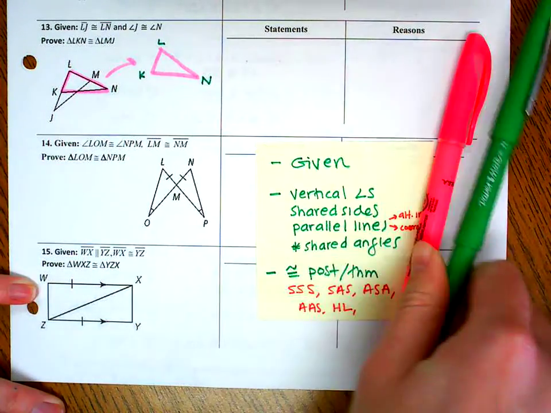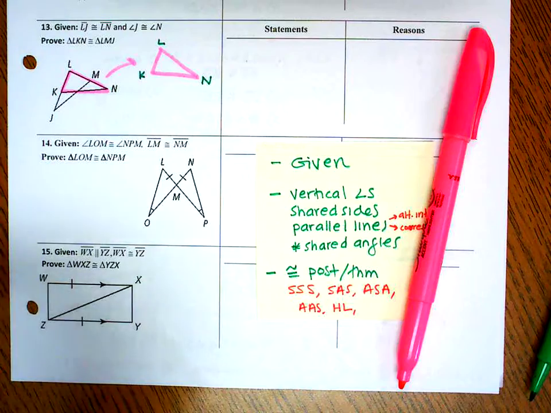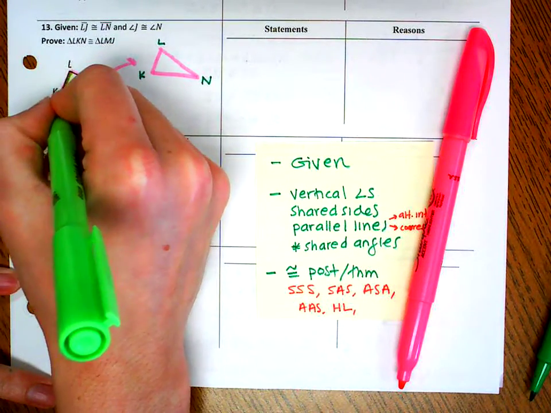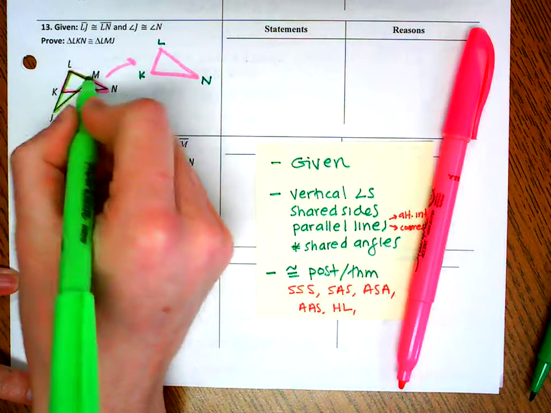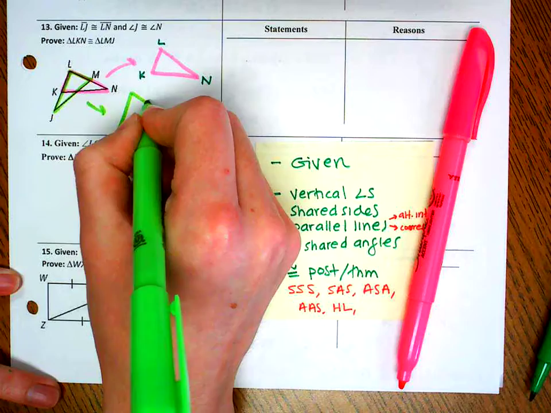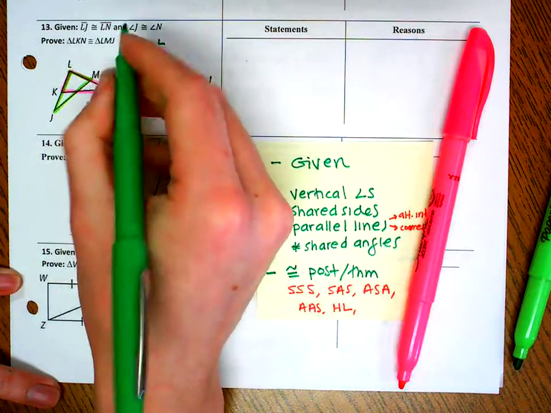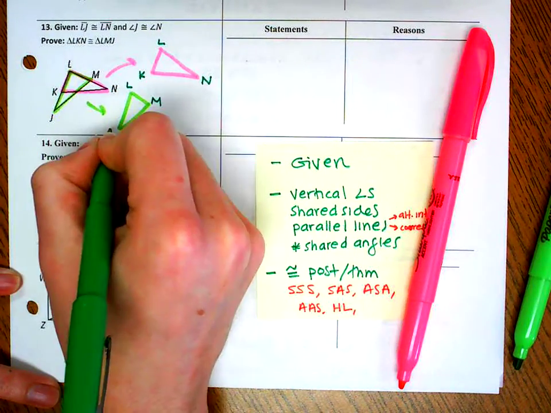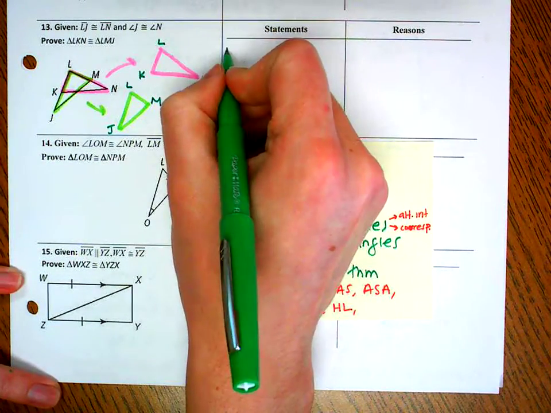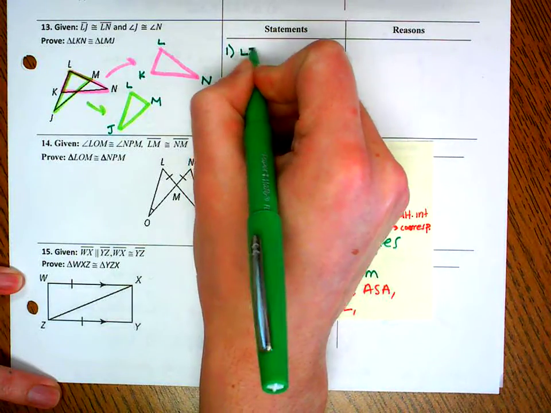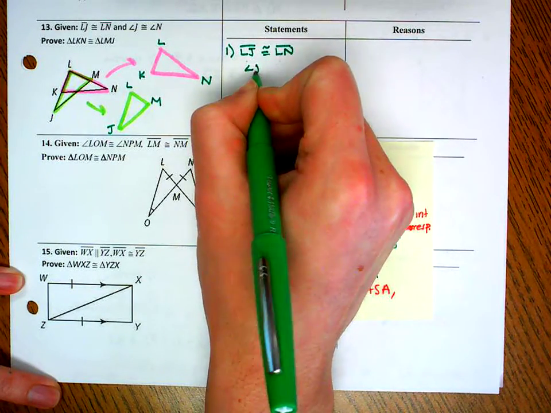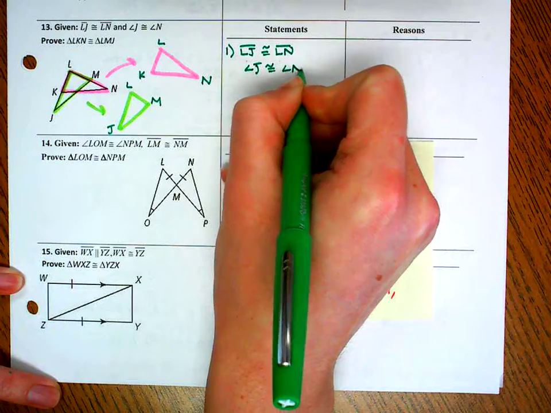I like to draw it as true to scale as I can. It doesn't have to be perfect, but I find it helpful. Here's LMJ. Okay, looks more like this. So here's LMJ. Okay, now we're going to do exactly what we did before. We're going to start with our given information. So segment LJ is congruent to segment LN. Angle J is congruent to angle N.